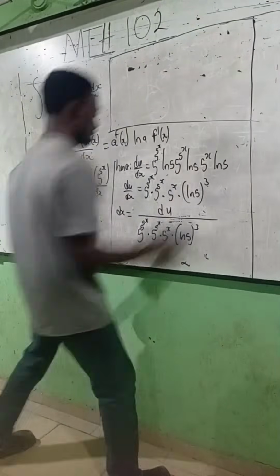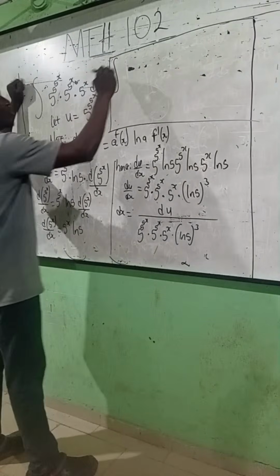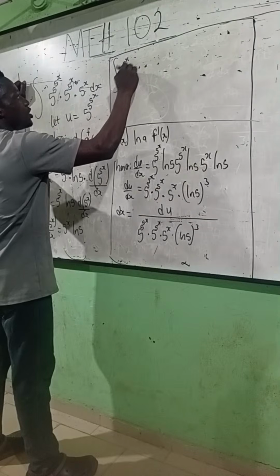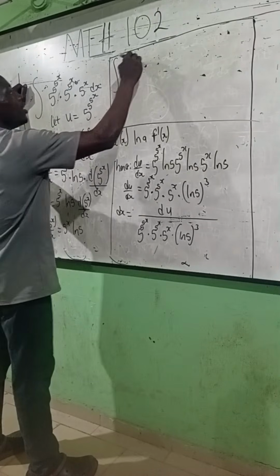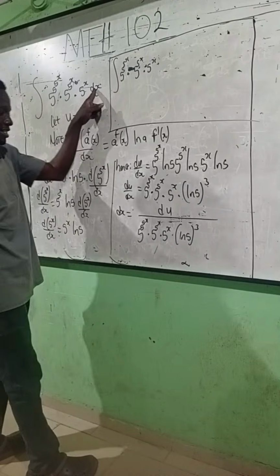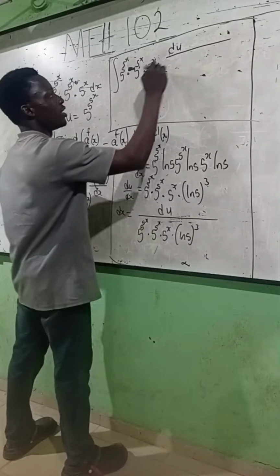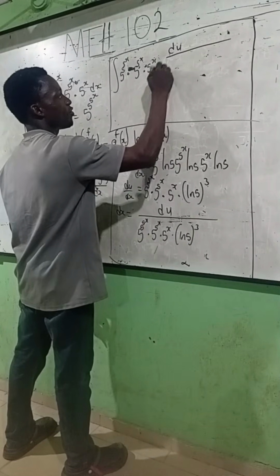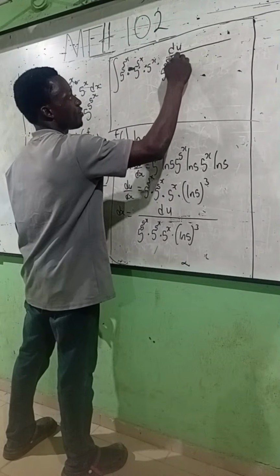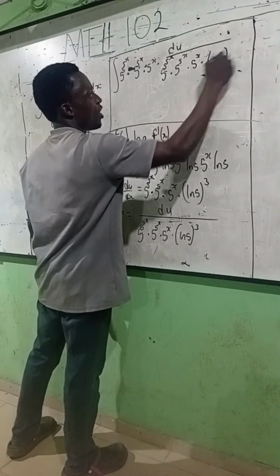This is the last page now. So let's write this integral. This now gives us what? The integral of 5 raised to the power 5 raised to the power 5 raised to the power x. What's our dx? Instead of dx now we write du over 5 raised to the power 5 raised to the power x, dot 5 raised to the power x, dot ln 5, all cubed.